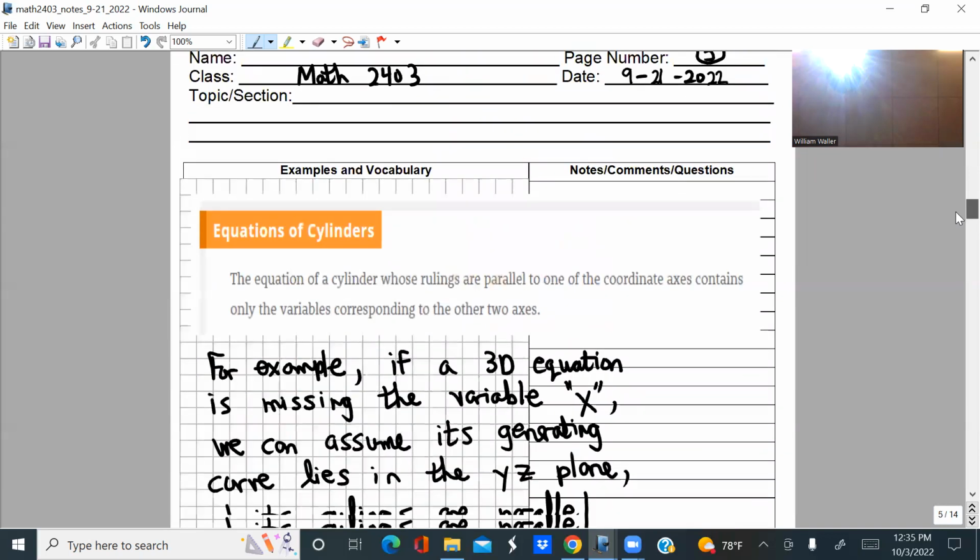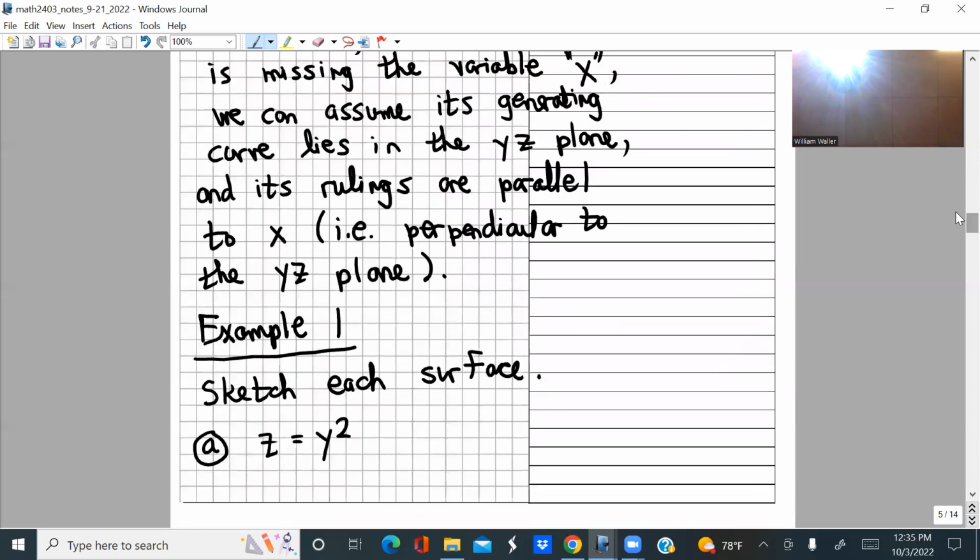Well, let's take one. Almost cubic, but not quite. So here we have z equals y squared. We're just trying to predict now what this thing is going to look like. We're just trying to imagine it, because we're not going to try to graph it. It's still going to be challenging to graph, not impossible, but challenging. One of the variables is missing, obviously x. So the generating curve for this cylinder falls in what plane?